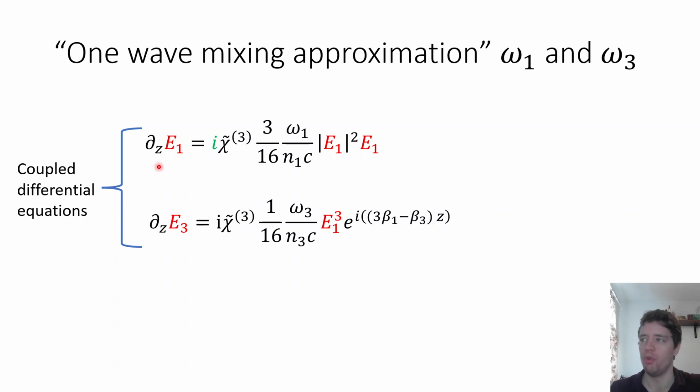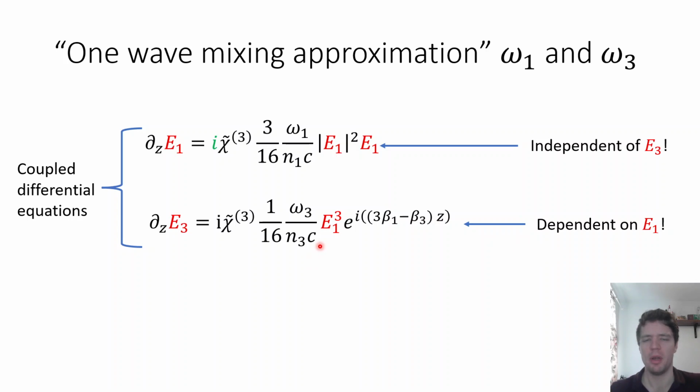Now, in general, we could use some kind of numerical solver to model how these two evolve, but it turns out that in this very simplified case, it's actually possible to analyze this analytically. So one thing we can note is that the first equation here is independent of E3, and the other one is dependent on E1. That goes back to the one-wave mixing approximation I showed earlier, where we assumed that the omega 1 term is dominant. That explains why this term here is only being affected by E1 itself, while this one is also being affected by E1. But you can see this term here is not being affected by this one down here at all.